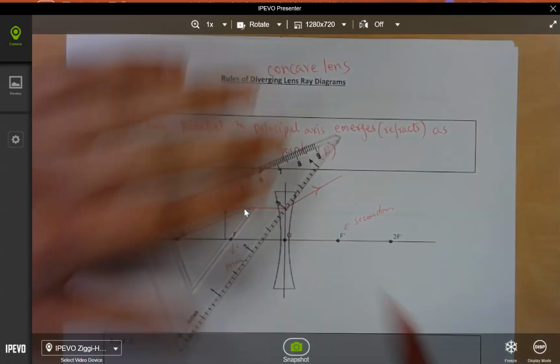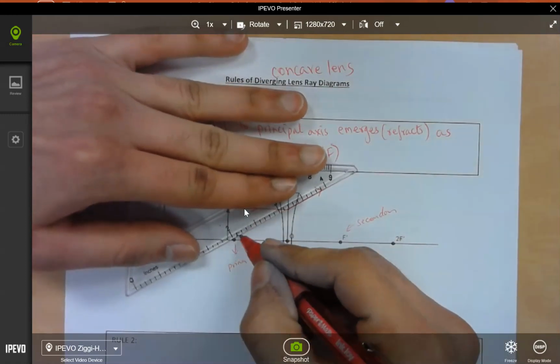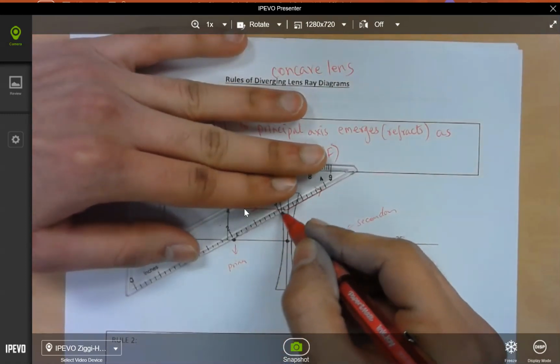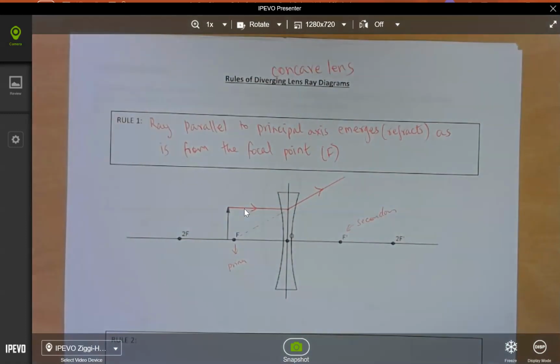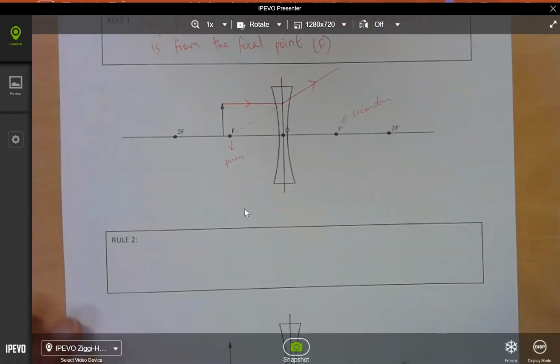Yes, it is. If you extend it backwards, it appears to come from the focal point. Right? You don't have to extend it backwards, but that's where I'm getting that ray from the focal point. And, well, maybe I should have ordered those differently. Is everybody good with the first rule? Yes.